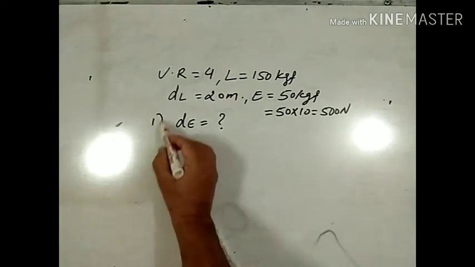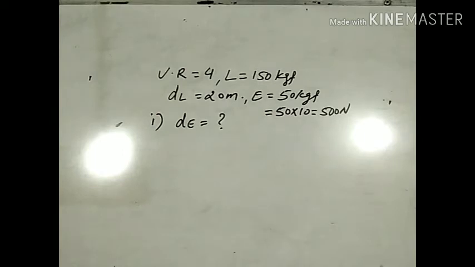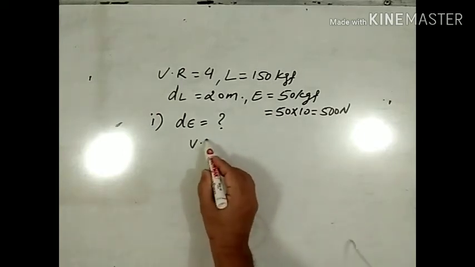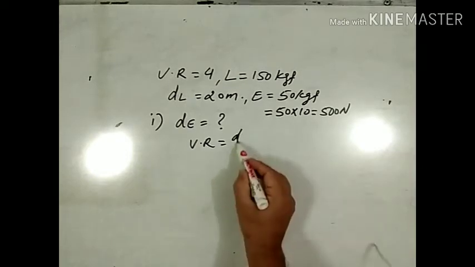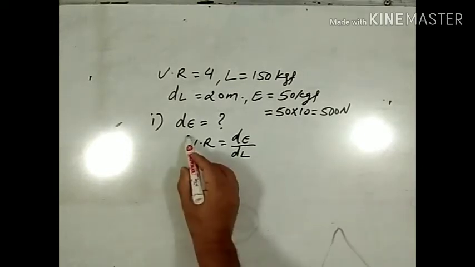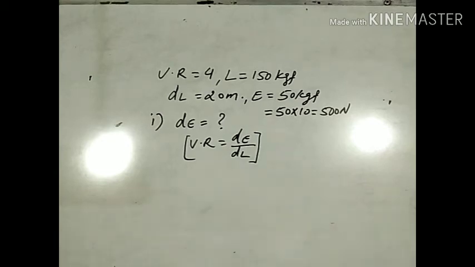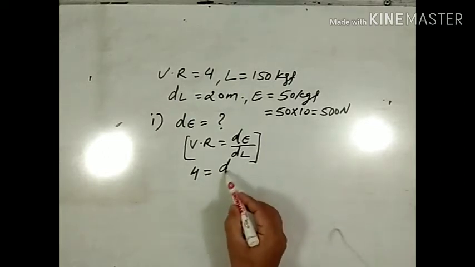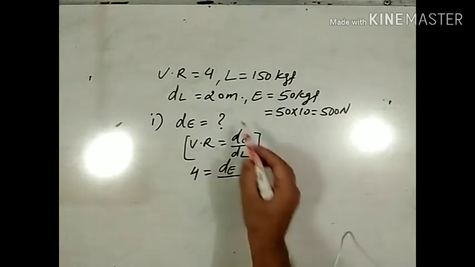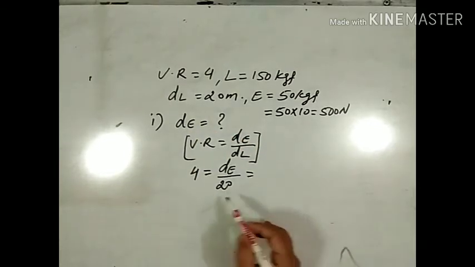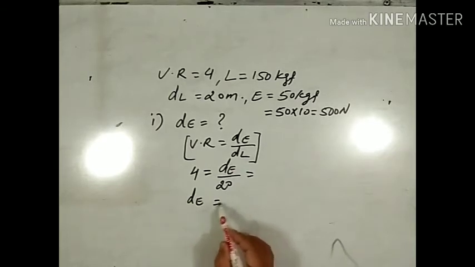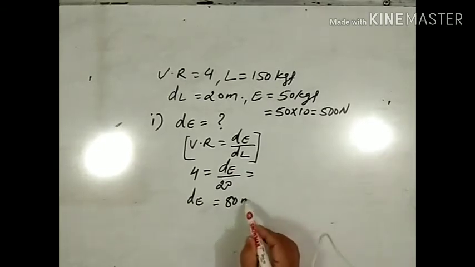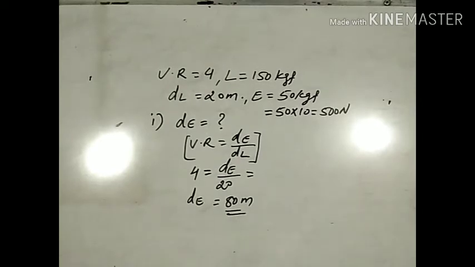The first one, distance moved by the effort. We know that velocity ratio is equal to distance of effort to distance of load. We know the formula. In order to solve numericals, all of you must be very thorough with the formulas given. That is, 4 is equal to distance of effort by DL. What is DL? 20. So DE is equal to 4 into 20, that is equal to 80 meter. Distance of effort or displacement of effort. So the first part is over.